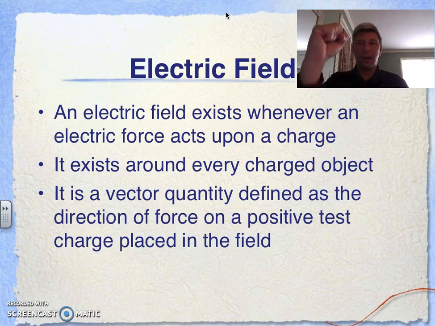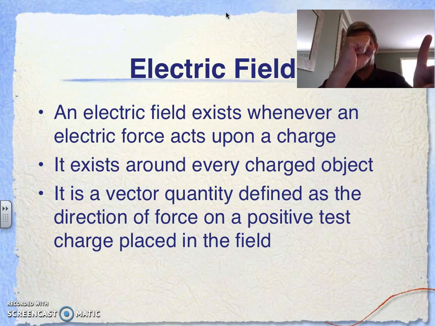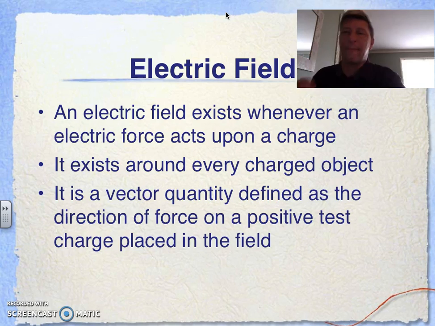On the other hand, if I've got a positive point charge sitting right in front of me, and I put a negative test charge out here, what's going to happen? Boink, it's going to be attracted. So the direction is very important here. We define an electric field as a vector quantity defined as the direction of force on a positive test charge. So what happens when I put a little positive charge near this other charged particle? Will it be attracted or will it be repelled?